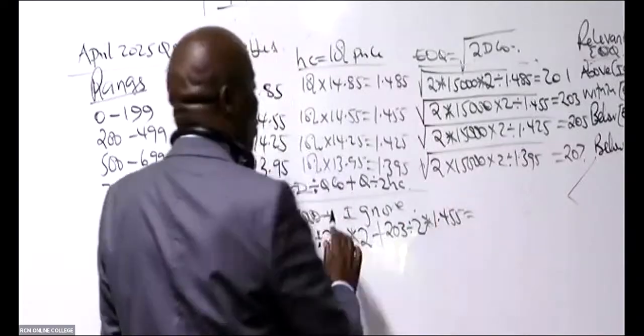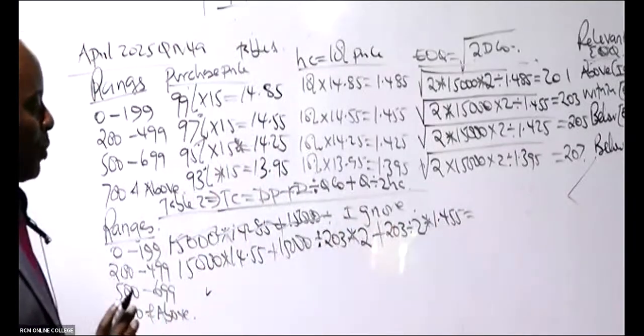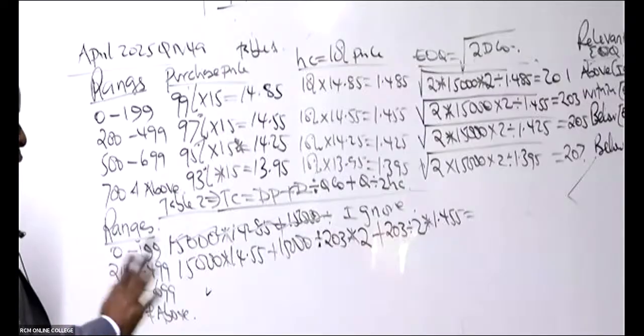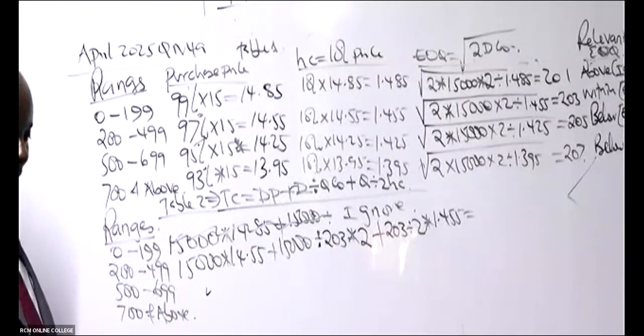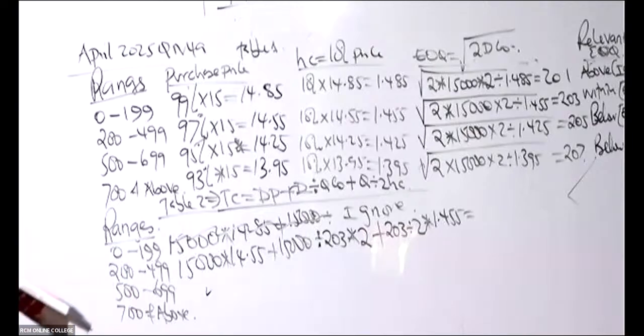1.455. So go slowly. Don't put brackets anywhere. Just calculate it slowly. Give me the total cost figure. Just move slowly there.